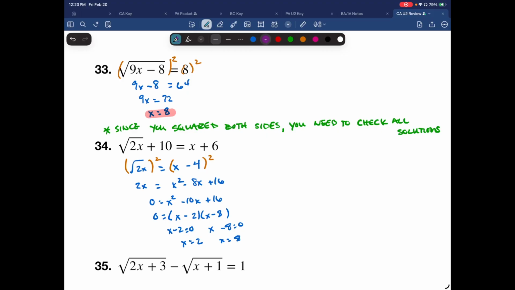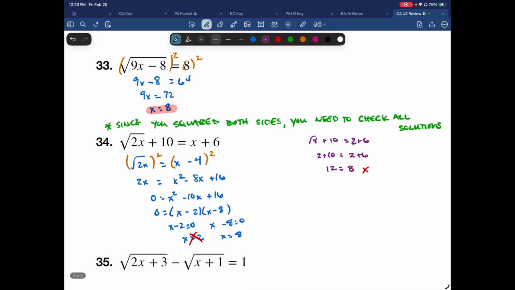So if I plug in 2, that gives me 4 under the radical. So that's going to be square root of 4 plus 10 equals x plus 6. And I'm just trying to see if one side equals the other. That x should be 2. So that's going to be 2 plus 10 equals 2 plus 6. So that's going to be 12 equals 8. That's not a thing. So we know that one's not going to work. Okay, and then now we try the 8, and so 2 times 8 is 16, so it's going to be square root of 16 plus 10 equals 8 plus 6. Square root of 16 is 4 plus 10, 8 plus 6, and it's going to be 14 equals 14. So that one works. So I got two solutions when I did the original math, but x equals 8 is the only one that works.